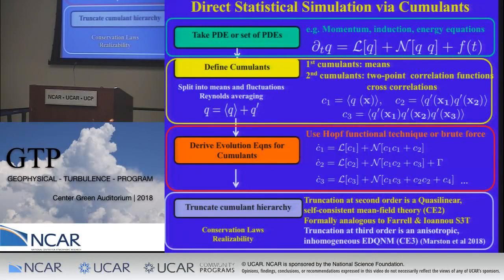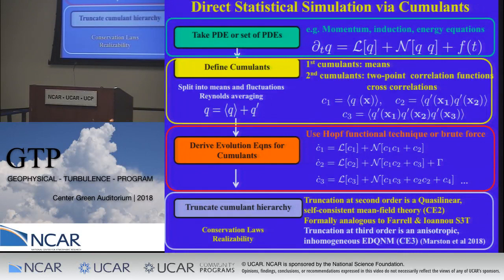do a Reynolds average, so you split into means and fluctuations. You take your variable and you define it to have a mean part and a fluctuating part, and then you define your cumulants by saying the first cumulant is essentially the mean, and I haven't said what kind of mean I'm taking at the moment. It could be an ensemble mean, it could be a zonal average, it could be really any kind of mean. So the first cumulant is the mean, and the second cumulant is the fluctuation-fluctuation interaction at two different points in space, which is often called the two-point correlation function. And the third cumulant is defined like this.